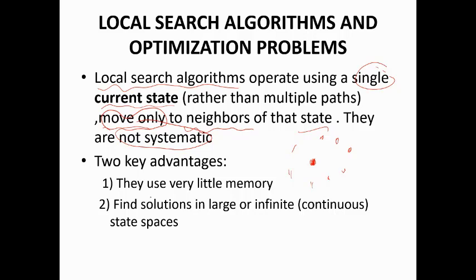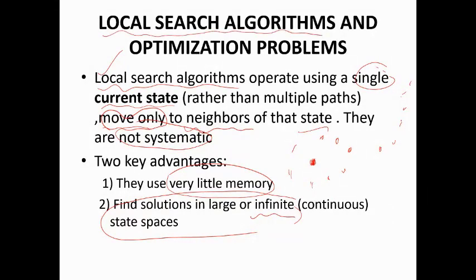Two key advantages are there to use the local search algorithm. Number one, they use very low memory. The second thing is they find solutions in large or infinite state space. In the case of infinite, there's no definite number of states. Let's say we have infinite states, we don't know how many states there are. So this is a very effective algorithm in that case.